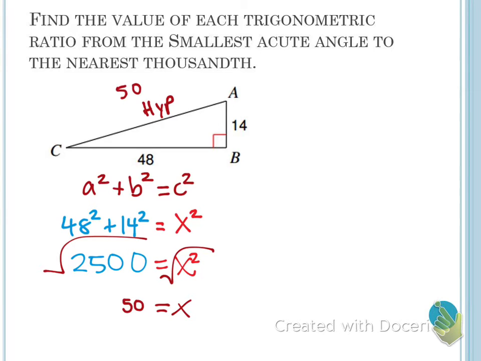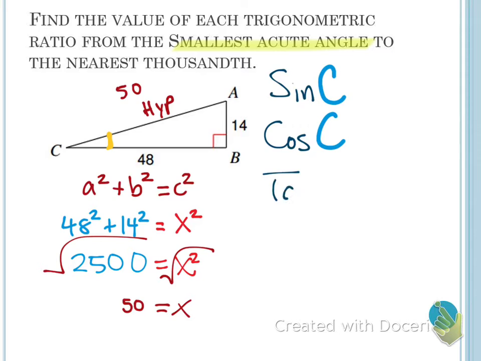All right, so we want to label the sides, but in order to do that, we need to know which is the smallest acute angle. Where is the smallest acute angle going to be located? Across from 14, the shortest side, which is angle C. So the smallest angle is always across from the shortest side. So when we say sine, what do I have to write directly after sine? C. And the same thing for cosine of C, and then tangent of C.